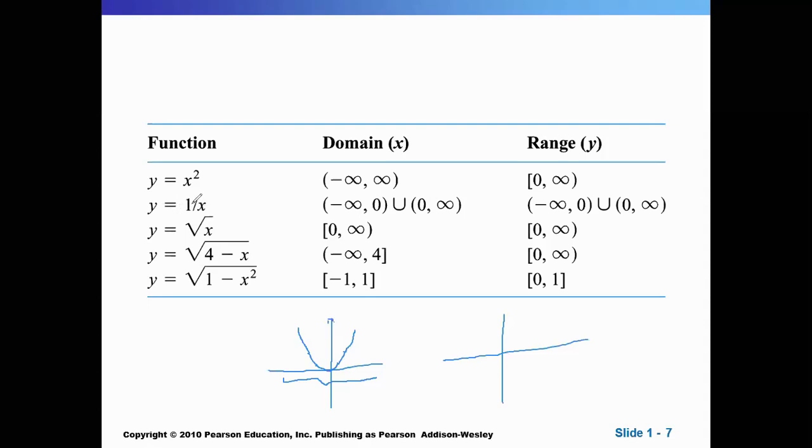Let me ask you this question. If x is equal to 1, what will the value of y be? 1. So let's just put a point here. So this is (1, 1), right? Now, you see that point I put? Now, if x is equal to 0.1, what will the value of y be?